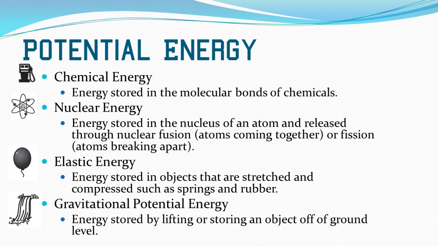Gravitational potential energy is energy stored by lifting or storing an object off of ground level. When you lift something off of your desk, you give it gravitational energy. When you let go of it, that energy is released in kinetic energy, allowing it to move back down to the desk. We harness water in dams such as the Hoover Dam to create gravitational potential energy and then generate electricity from that gravitational energy.